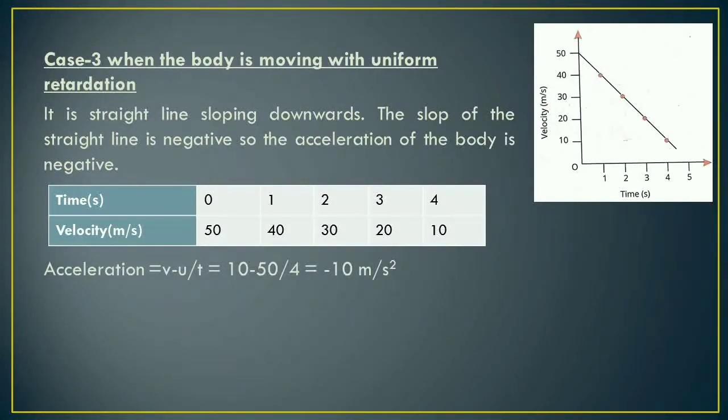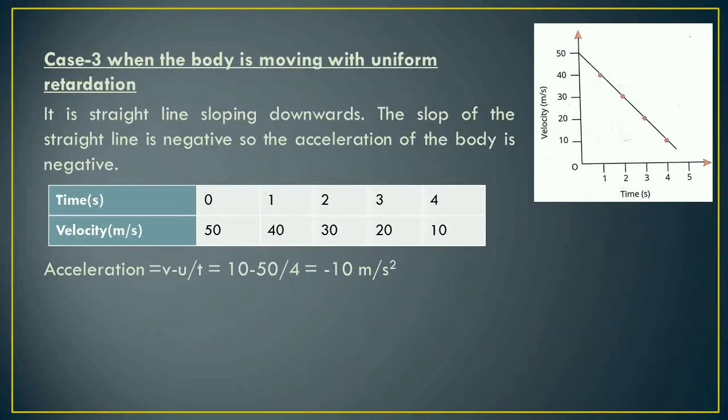Suppose we are finding the acceleration in case third. Acceleration is the change in velocity, so the formula is final velocity minus initial velocity upon time. Here the final velocity is 10, you can see in the table, and the initial velocity is 50, upon 4, that means 4 will be the time. So we get the acceleration as minus 10 meter per second square. Minus 10 shows the retardation, or the negative acceleration, of the body.